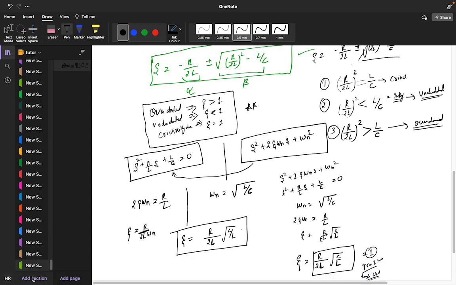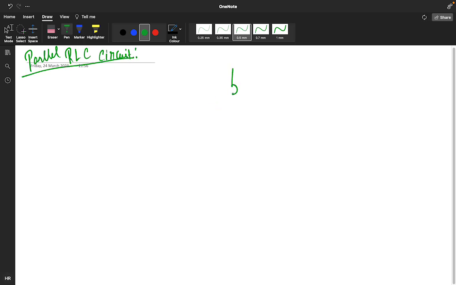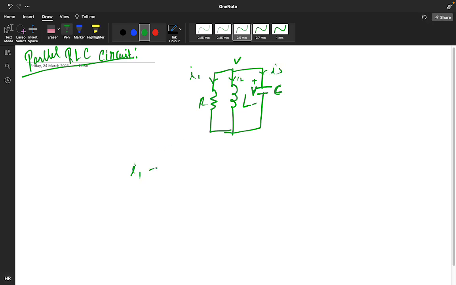Okay, now you have the same thing. If we go for a parallel RLC circuit, you have L, you have R, you have C. I am taking this as positive and negative V, so this is V. If I take the currents I1, I2, I3, then I1 plus I2 plus I3 equals 0, right?